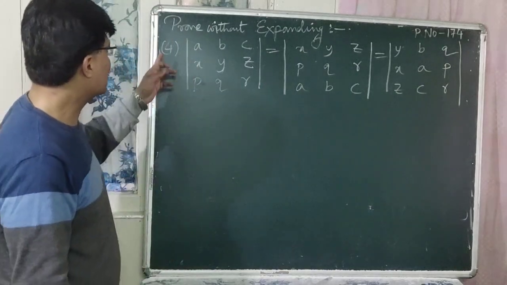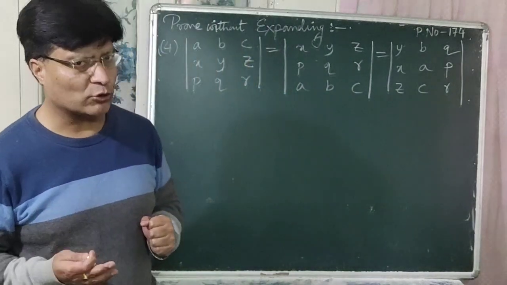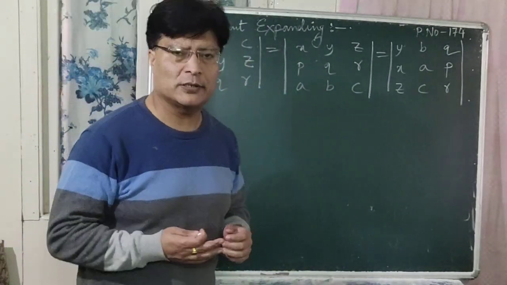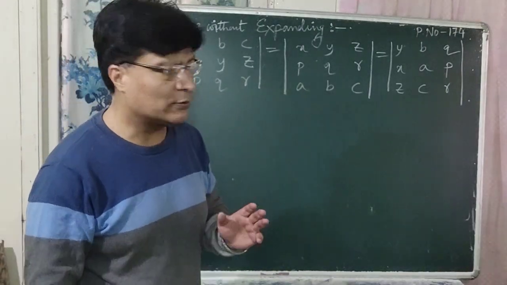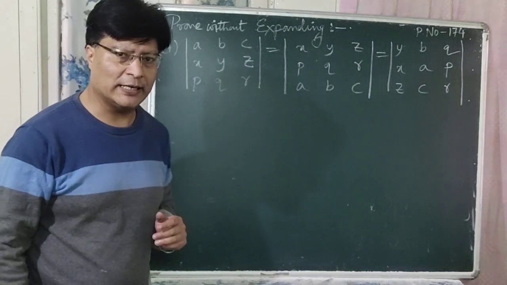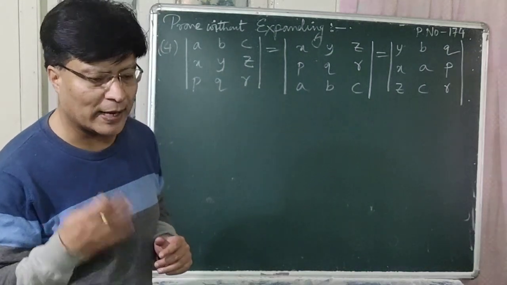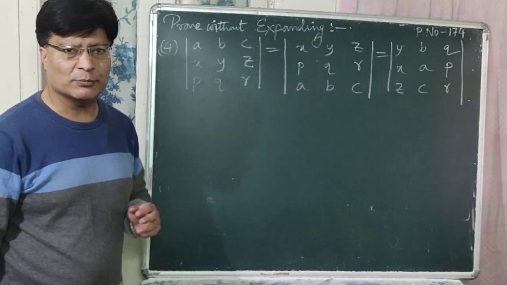Now, let's do question number 4. I have left question number 3 out, you can do it at home. After I finish question number 4, I'll give you the homework, that is, question number 3 will be your homework. It is the same as question number 12 that you did in the last online class. So let's do question number 4.